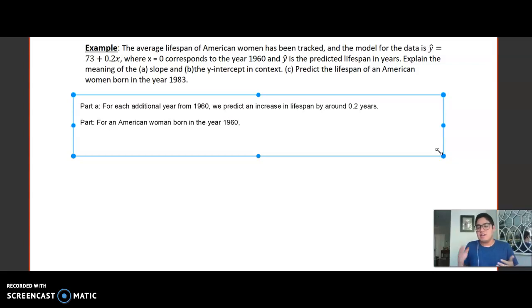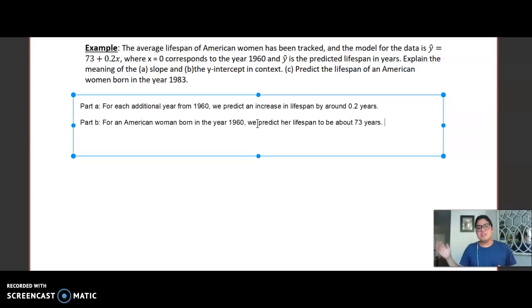Now, this is a little wonky here, so remember, the y-intercept is when the explanatory variable equals 0, but here, since x is the number of years since 1960, if x equals 0, then the year is 1960. For an American woman born in the year 1960, we predict her lifespan to be about 73 years.